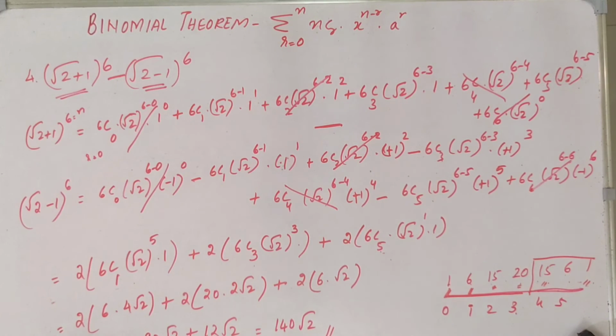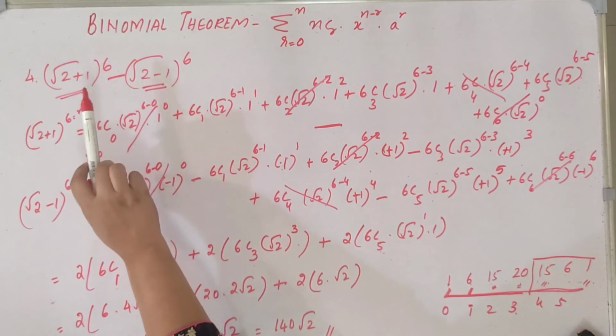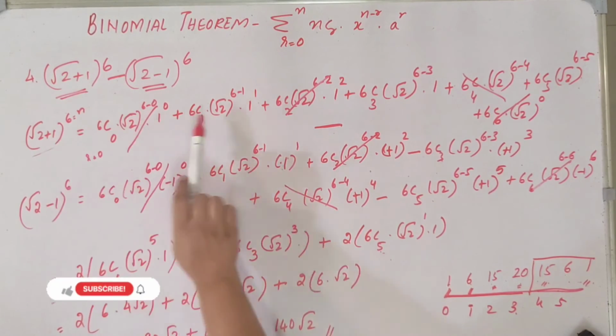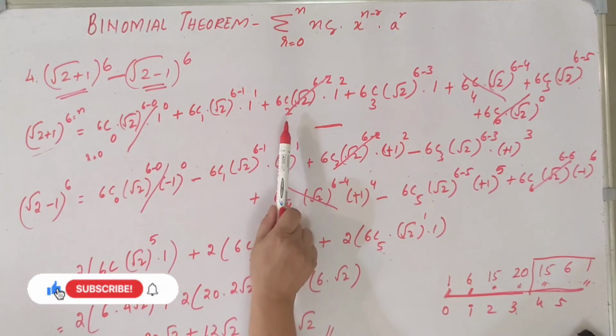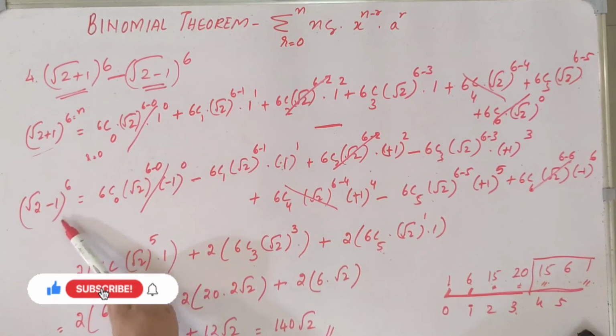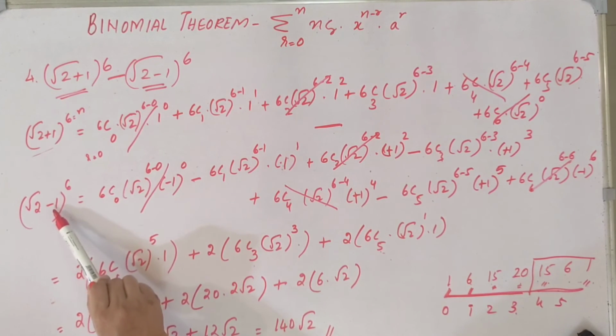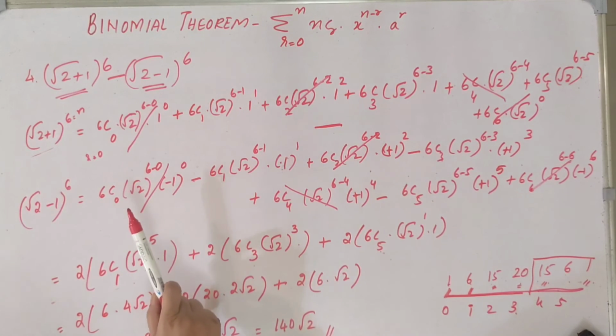Okay, let me summarize this problem. It's too cluttered. Let's simplify it. So in this case, we have two expressions where we have to subtract. First, let's expand the first expression, root 2 plus 1. Let's not calculate it anywhere. Just expand it and leave it. The second expression, we will just copy the first expression and keep this minus for the second term. So this is the first step.